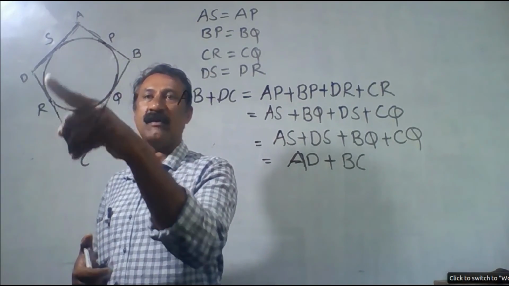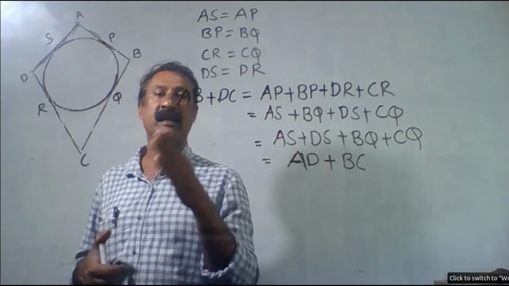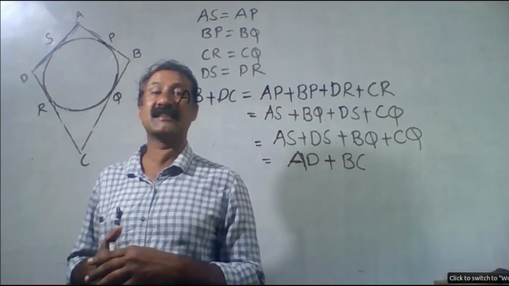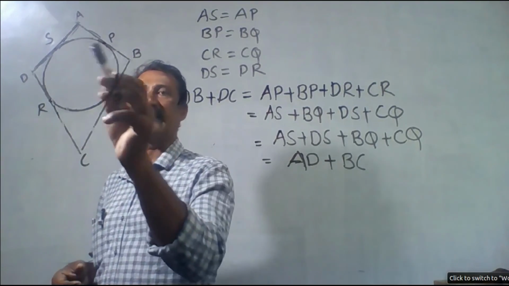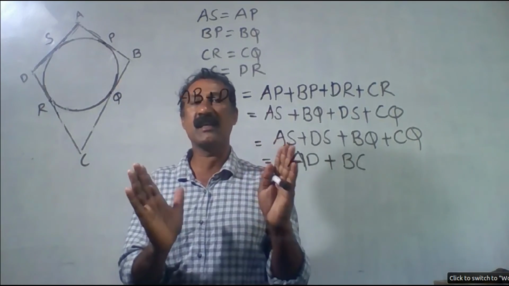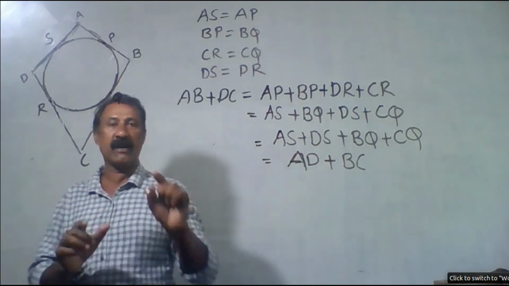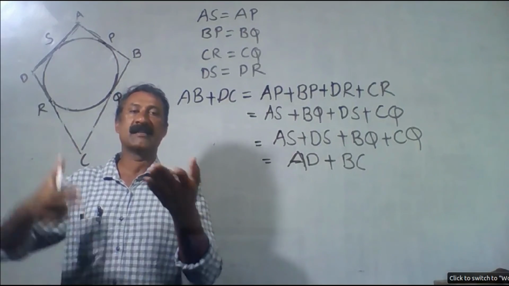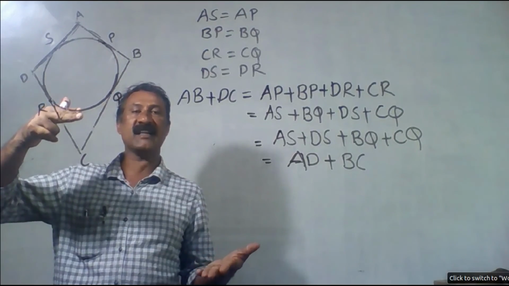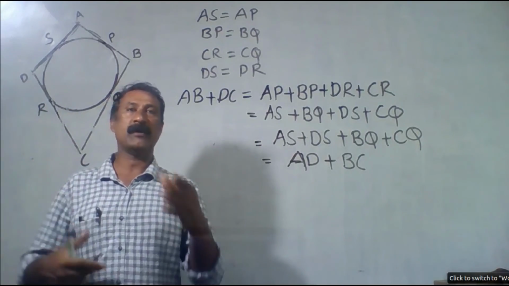Here a circle which is touching all sides of this quadrilateral, we can name this circle the incircle. Okay, incircle. Therefore, here an incircle exists. The incircle of a quadrilateral exists only if this property is satisfied. What is the property? Sum of the opposite sides are equal.